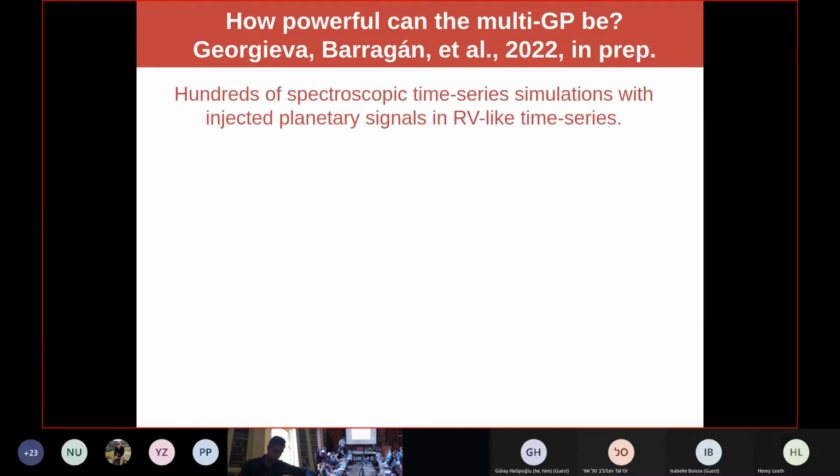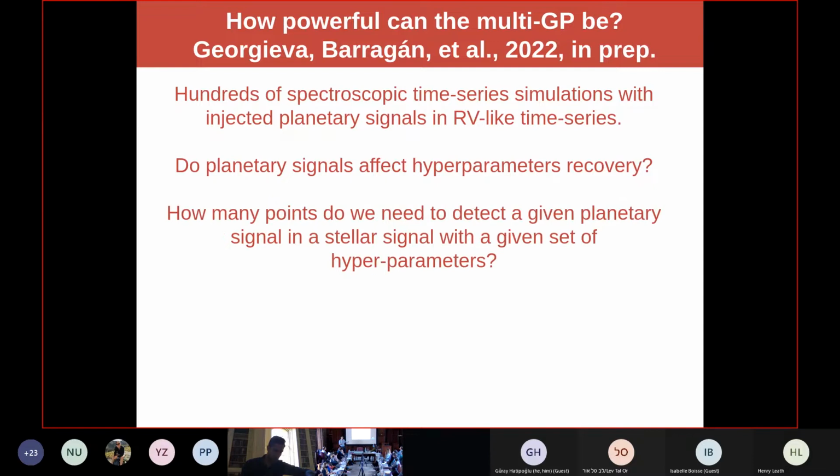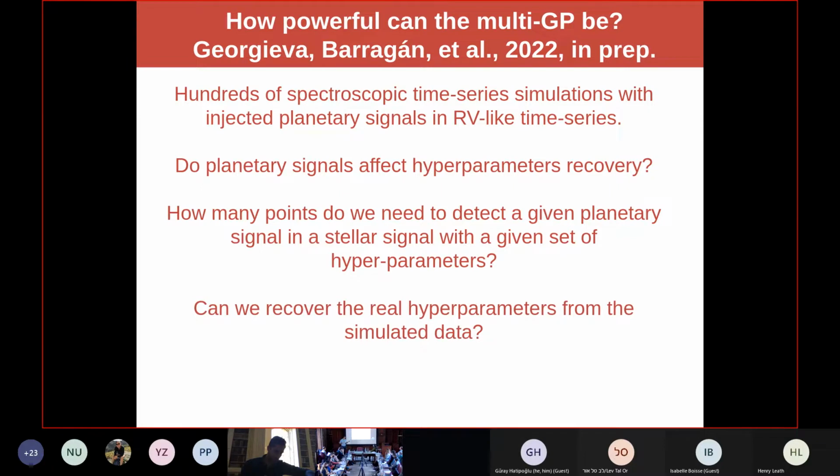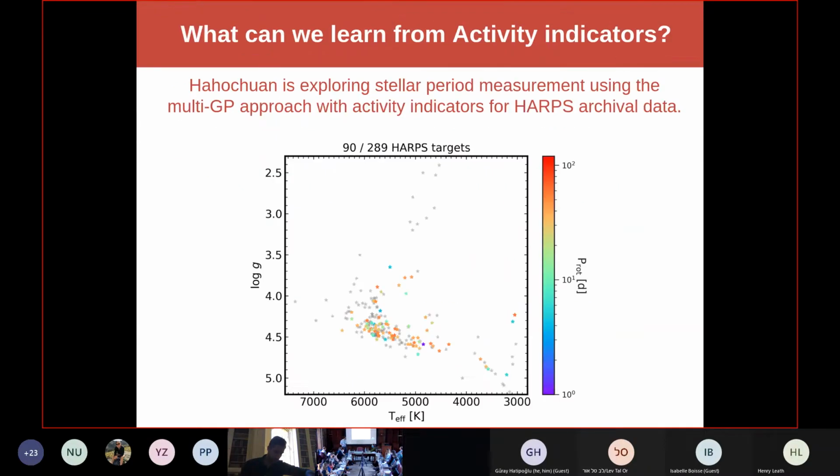We are also doing another paper, simulating hundreds of time series to see if we can detect the hyperparameters, and to see how many points we need to measure planetary signals for different kinds of stars, and whether we can recover the hyperparameters from simulated data. But there are no plots yet for this; it's just one of the plans that we have.